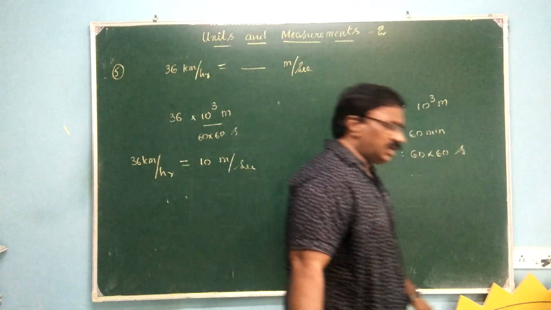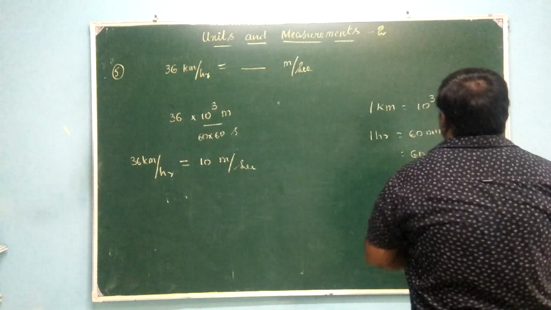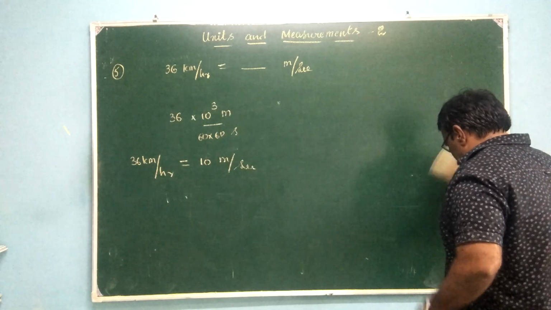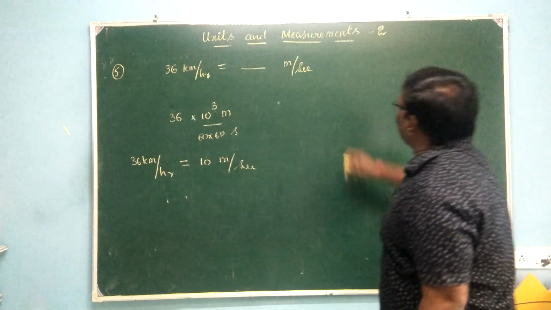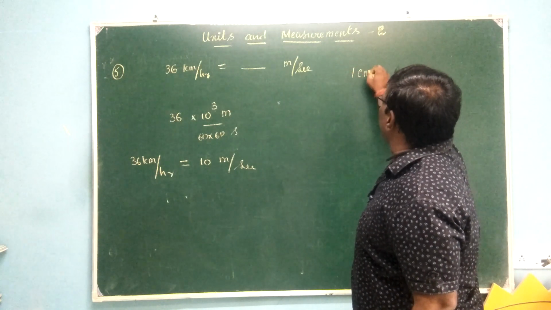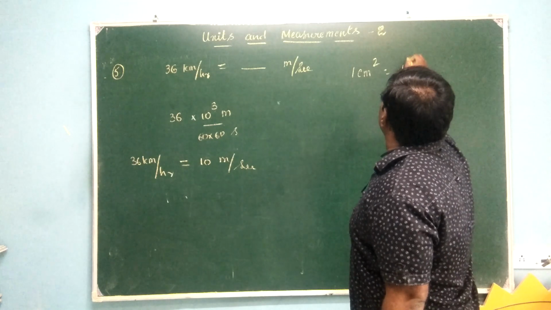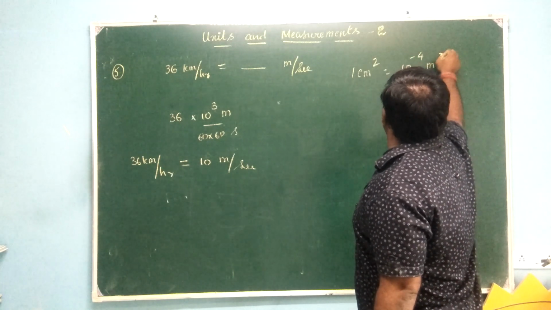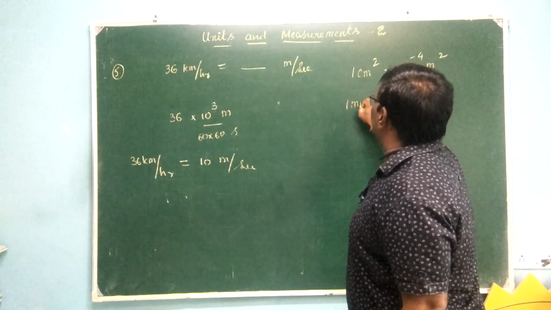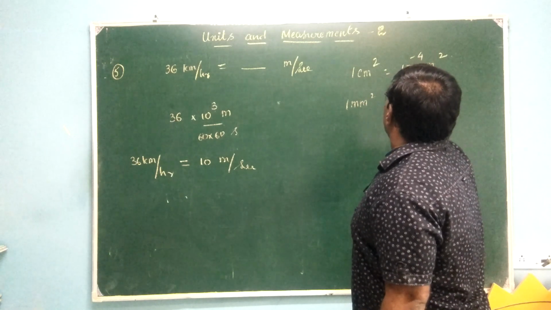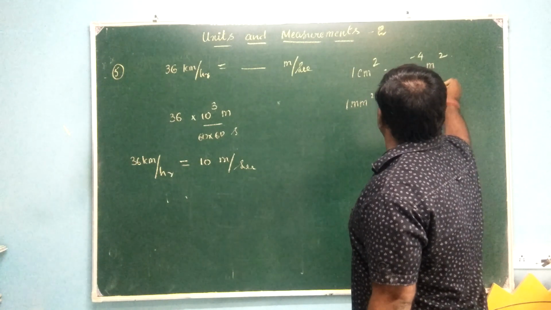But generally remember, every time we can't solve like this, so students used to memorize this. Like this manner, directly they used to keep. For example, 1 centimeter square, how much is it? 10 power minus 4 meter square. 1 mm square, how much is it? 10 power minus 6 meter square.